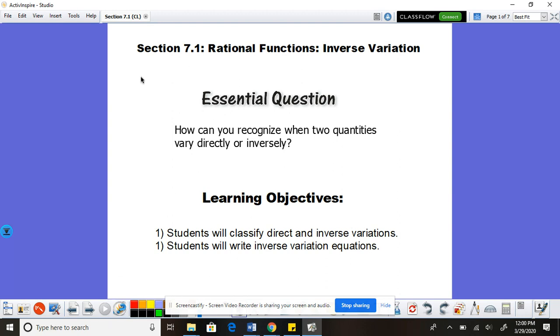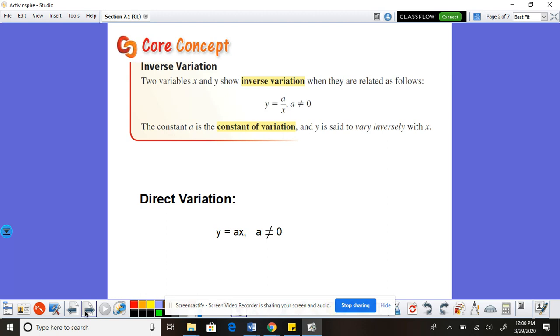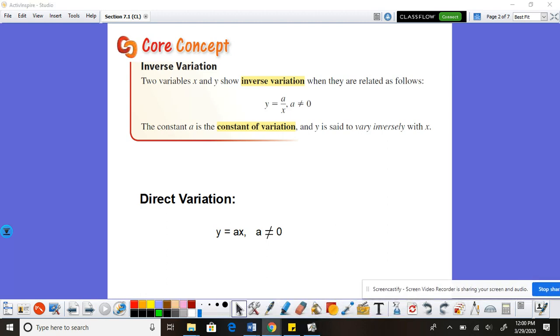With that said, we're going to start with 7.1. We're going to start with inverse variation. We'll also learn what direct variation is. So let's get started. Before we can do direct and inverse variation, the first thing we have to do is understand what each of them are.